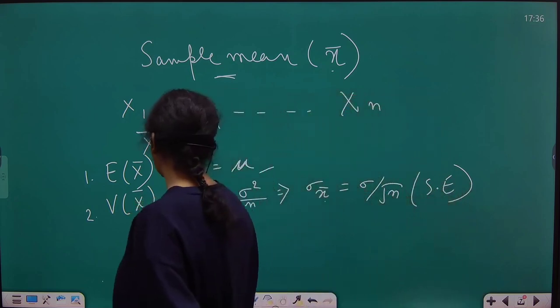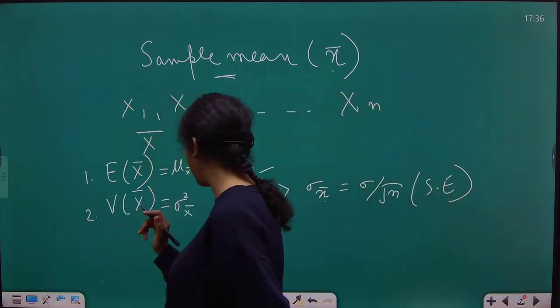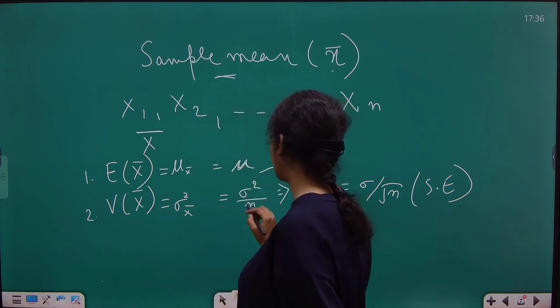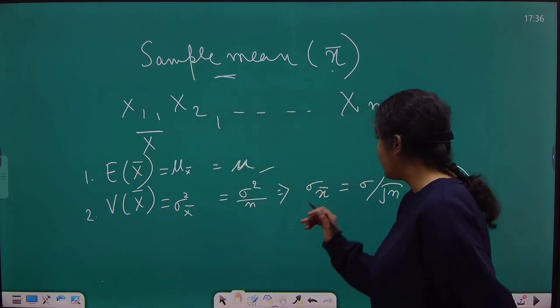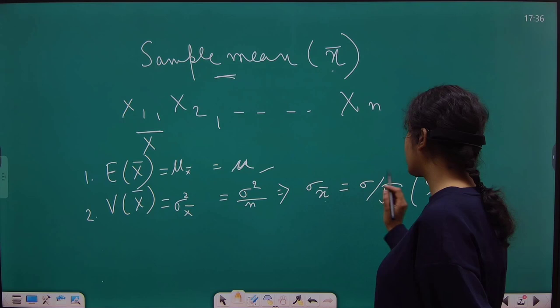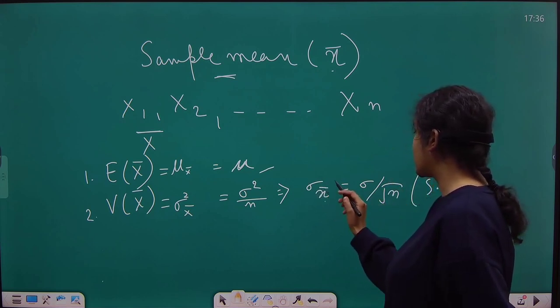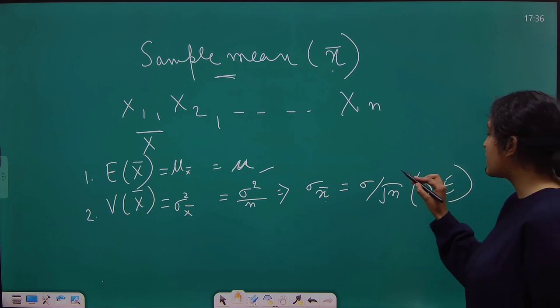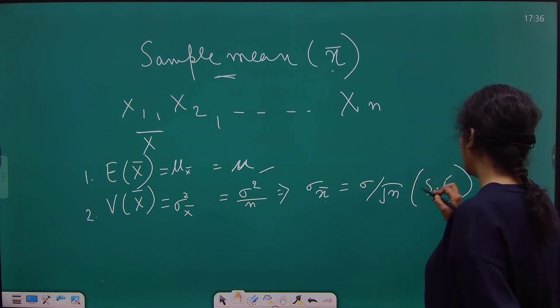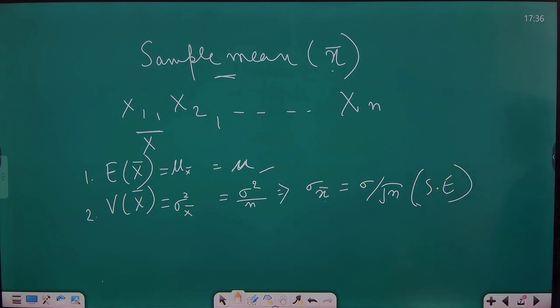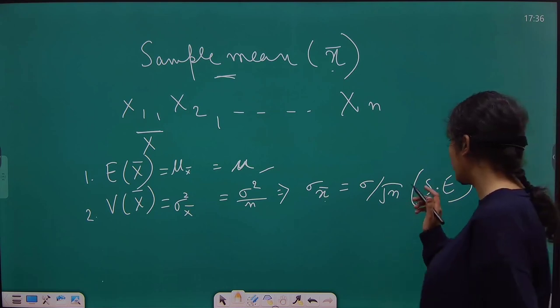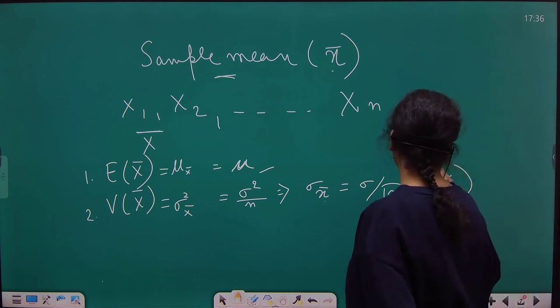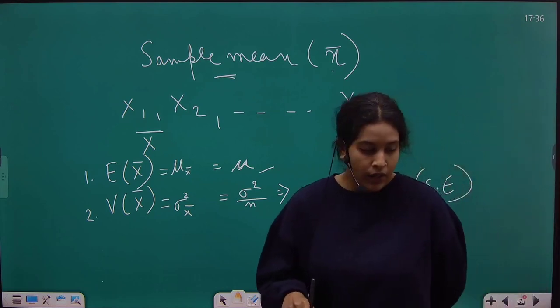Second is the variance of x bar, which is sigma x bar square. The formula is sigma square by n. When we take the square root on the other side, sigma x bar is equal to sigma by root n, which is usually the standard error of any sample. And this standard error is used in the further calculation of the distribution and z score.